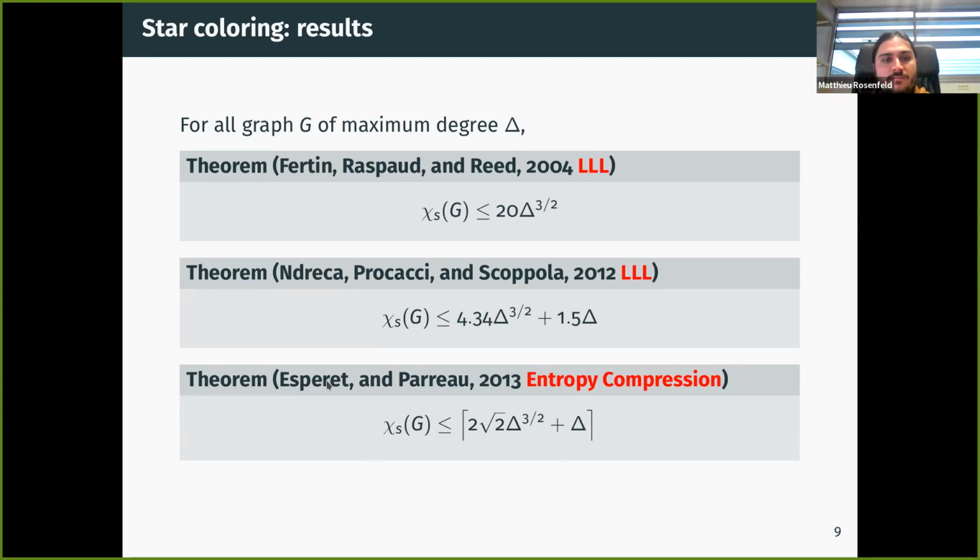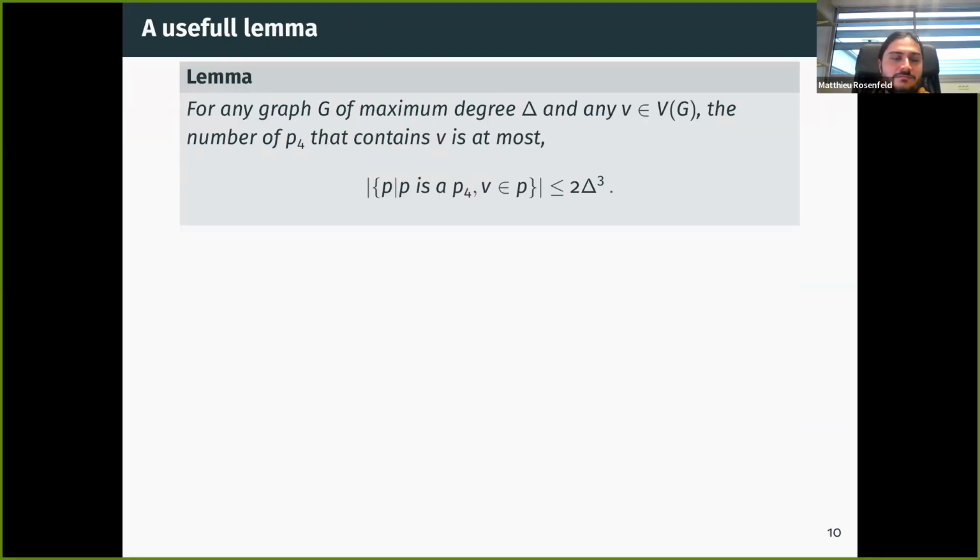So the proof from Espere and Paro is not given exactly, but if you write it directly, it should be three or four pages long, I guess. My proof is going to be one slide long, so this is going to be much shorter. Okay, so this is what we are going to prove. Before this, I just need to prove some useful lemma. This is a purely structural lemma about graphs of maximum degree delta, which is quite easy.